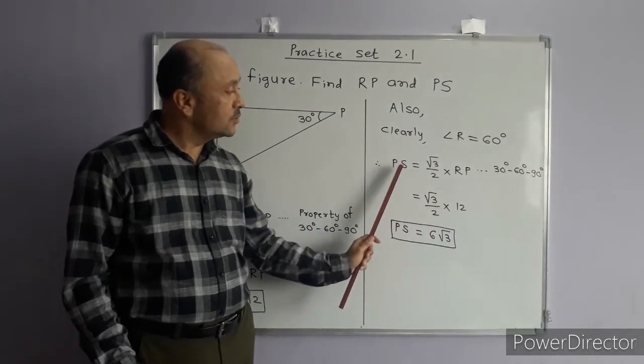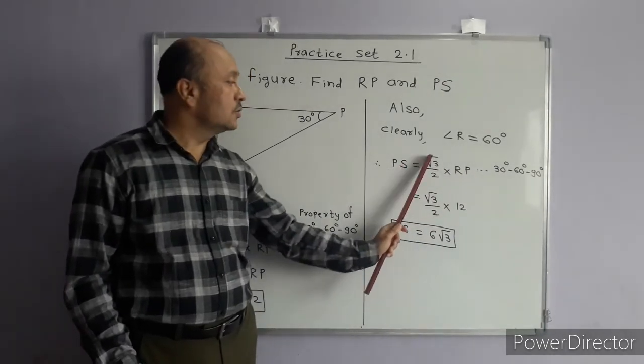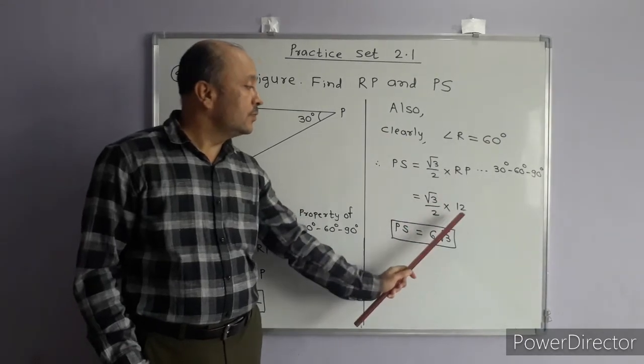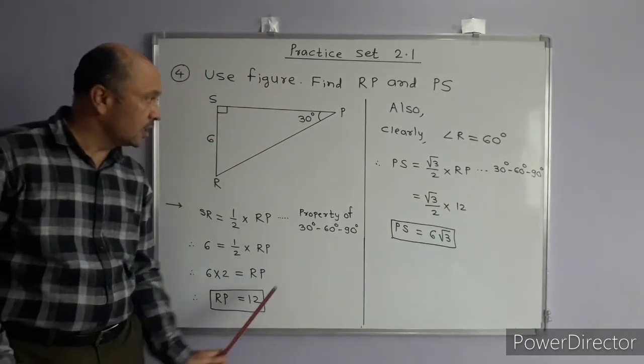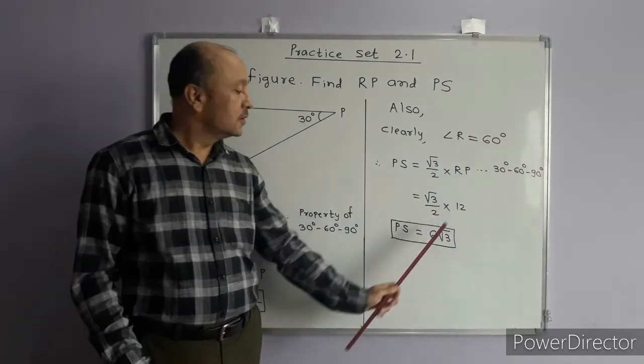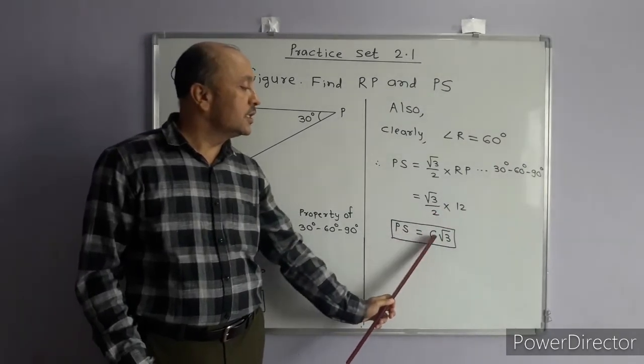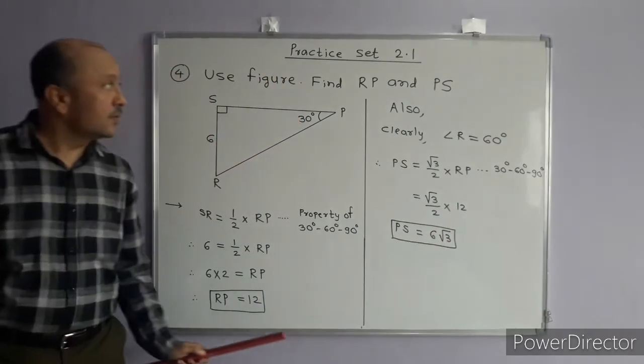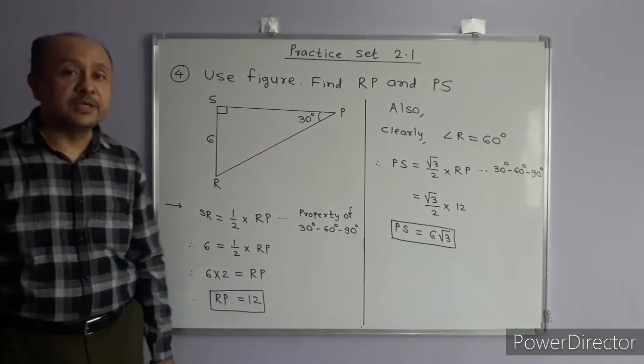So just put down the values. We are going to find out PS. So root 3 upon 2 as it is. RP we already calculated here, that is 12. We can put it here and simplify this. 2 sixes are 12. So we'll get PS is equal to 6 root 3. Thus we found out RP, we found out PS.